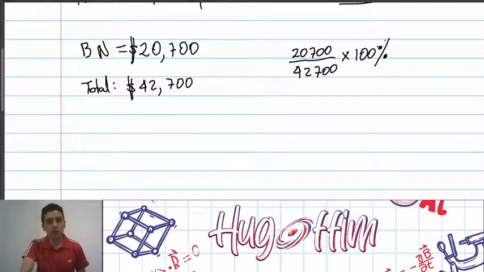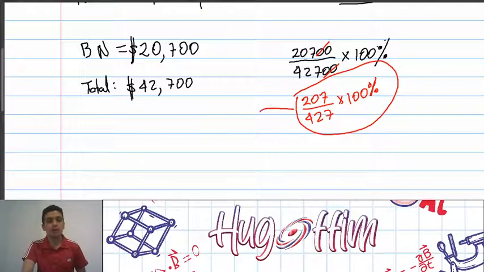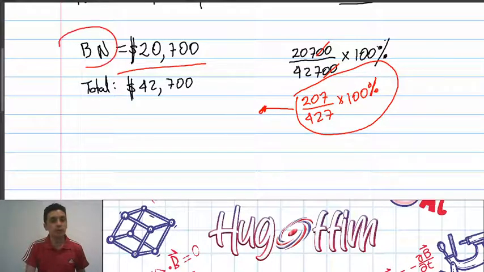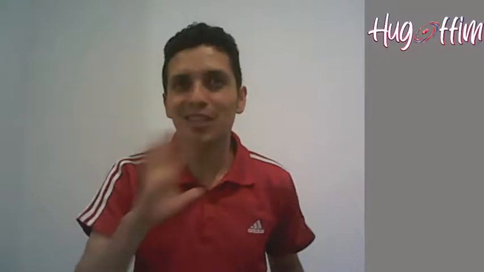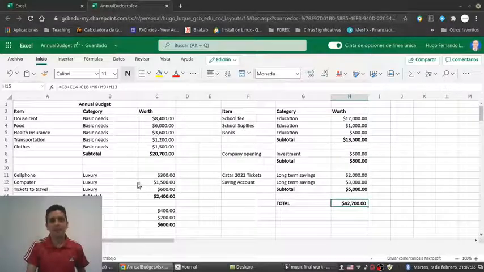So, I'm going to try to do it very quickly, and let's see if it works. It's very difficult to do this division, 20,700 over 42,700 times 100%. So this could be done in Excel, so we're going to do it in Excel. As you can see, what I did was perform the division between the subtotal of basic needs and the total. So how to do it in Excel?